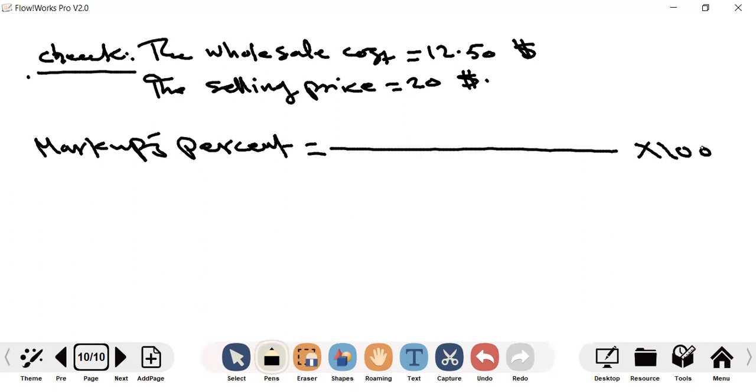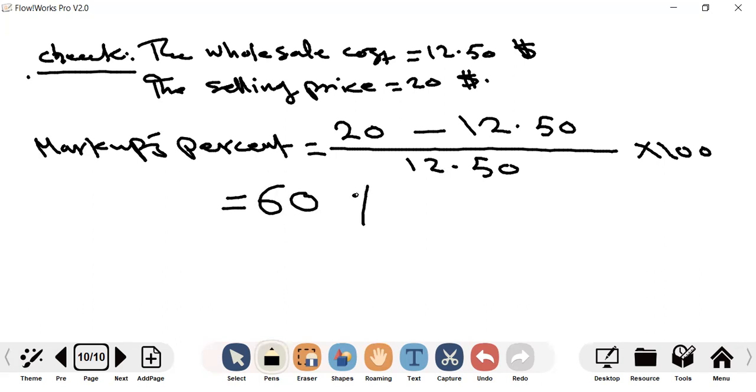New minus original over original. What's the new? The new is the selling price, minus the wholesale cost, 12.50, divided by the original, which is 12.50. It is percent of increase. Let's find it. 20 minus 12.5 equals 7.5, divided by 12.5 equals 0.6, multiplied by 100, it will be exactly 60%. Do you understand?